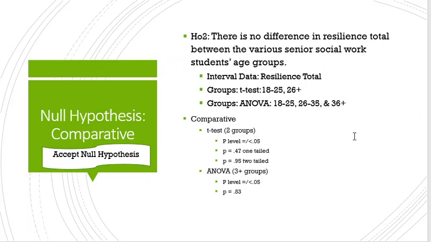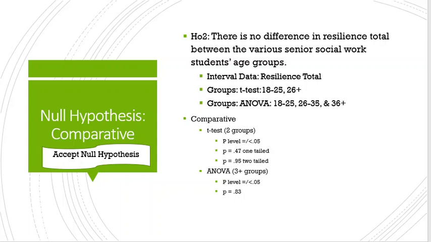The null hypothesis on comparative. So our null said there's no difference in resilience between the various social work students' age groups. Remember, we have age groups of 18 to 25, 26 to 35, and 36 and above. So the resilience total is interval level data, and therefore we can run inferential statistics. So to show you the two types of inferential statistics we can run for comparative null hypotheses, I have examined the data using both 2 groups and 3 groups.